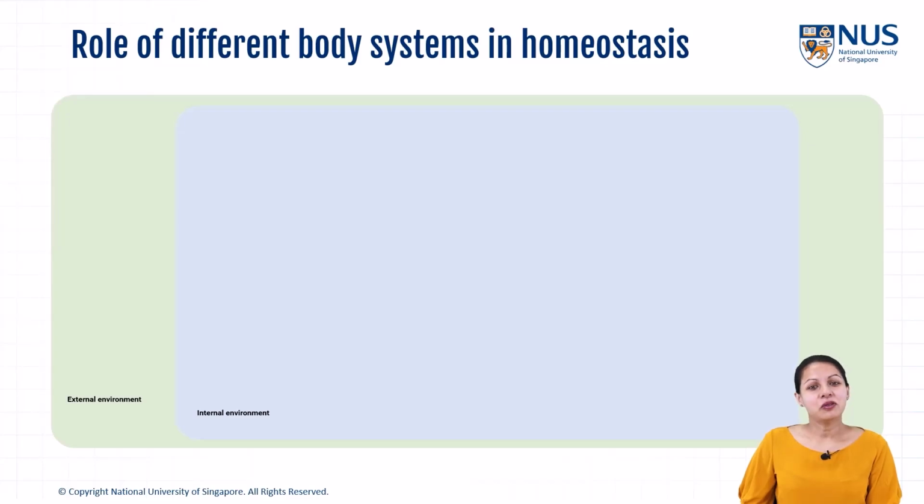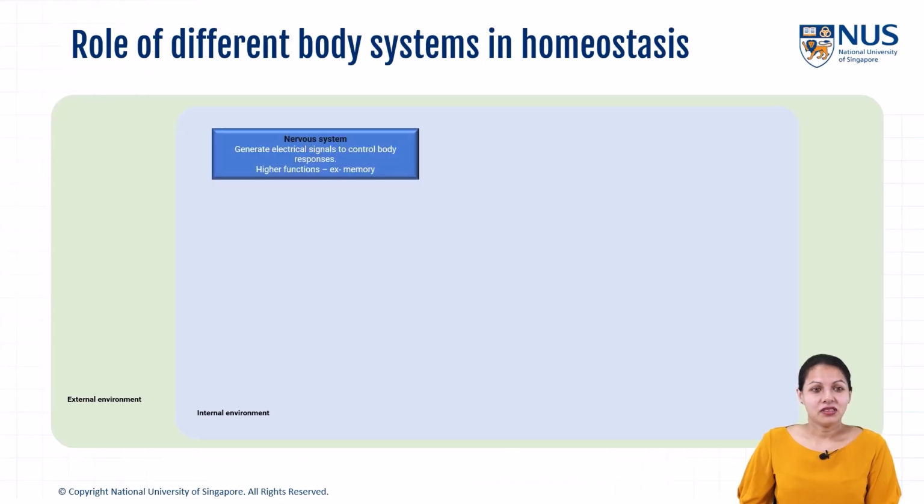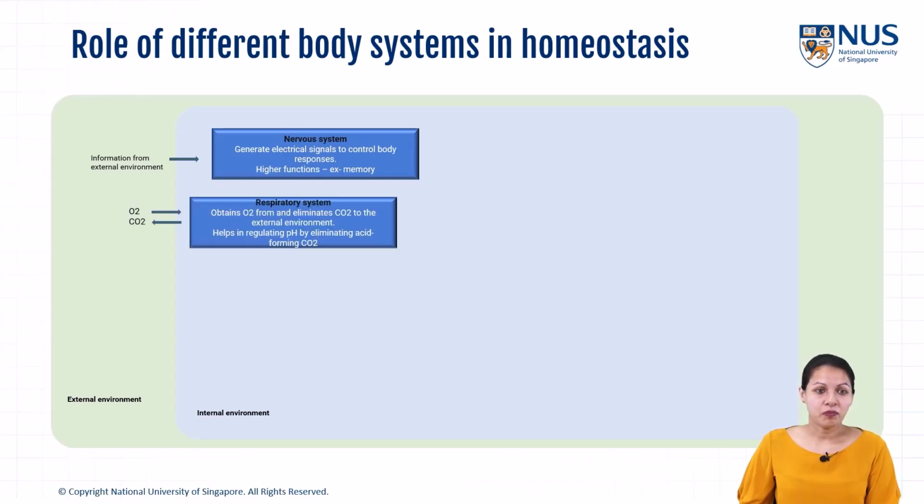Now let's look into the role of different body systems in maintaining homeostasis. So the nervous system receives signals from the external environment and generates electrical currents or impulses to the other organs. And also it's important in higher functions such as memory. The respiratory system obtains oxygen from the external environment and excretes carbon dioxide. Also, it's important in regulating the body pH by regulating the carbon dioxide concentration, because carbon dioxide is an important determinant of the pH of the body.